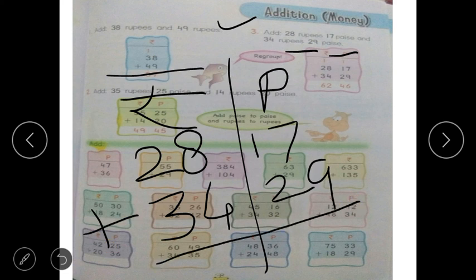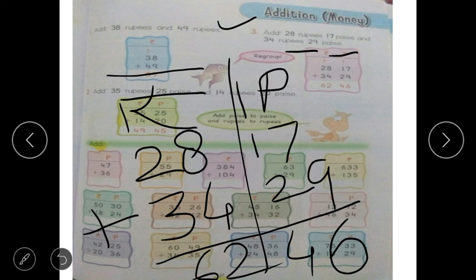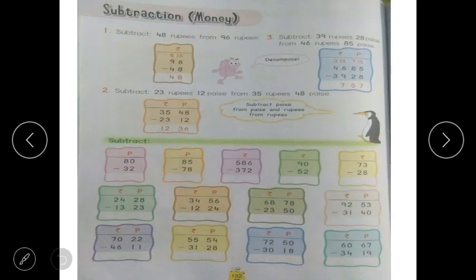Now 9 plus 7, 16, carry 1. 2 plus 1 is 3, plus 1 is 4. 8 plus 4 is 12, write 2, carry 1. 2 plus 3 is 5, plus 1 is 6. Then you got the answer 62 rupees 46 paisa. 62 rupees 46 paisa. Understood? Same way you have to complete all these questions given in your book, page number 131. Now this is the question of subtraction.